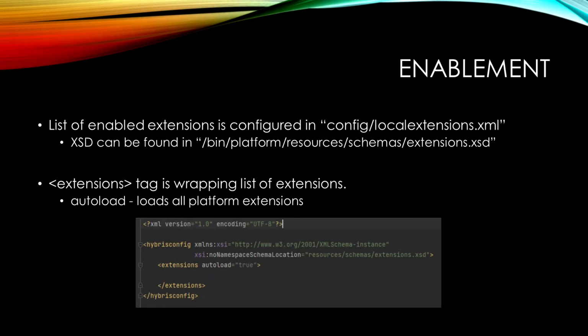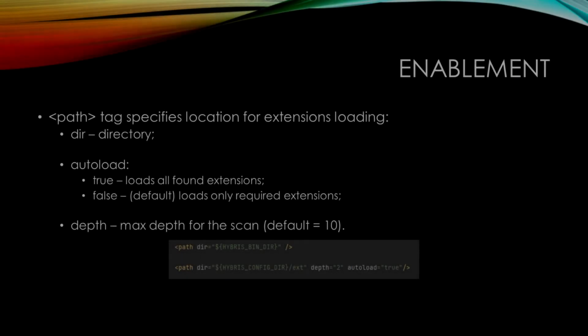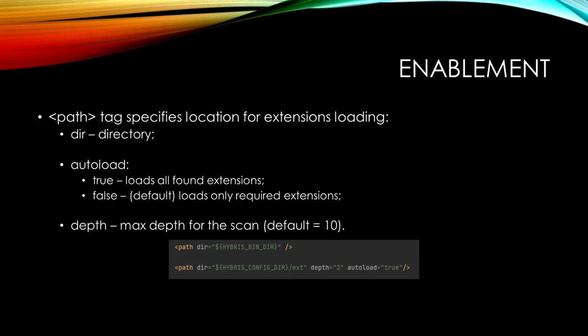The list of enabled extensions is configured in the localextensions XML file. The first tag, extensions, is wrapping the list of extensions. Its property, autoload, loads all platform extensions. The next tag, path, specifies the location for extensions loading, having the next properties. dir, the directory. autoload: if true, loads all found extensions; if false, loads only required extensions. Depth, the max depth for the scan, by default it's 10.